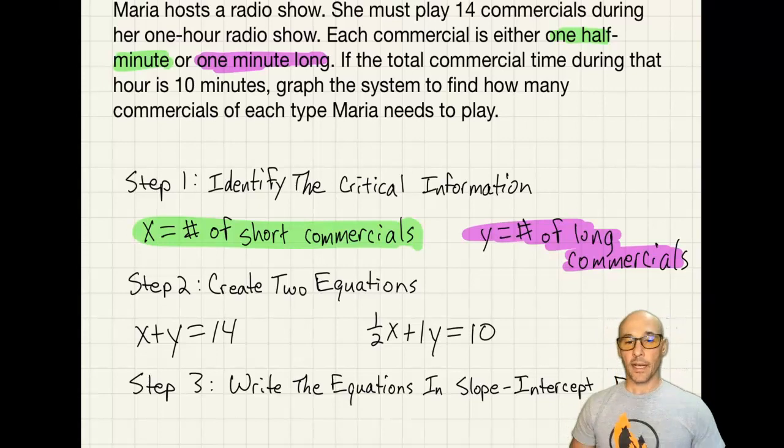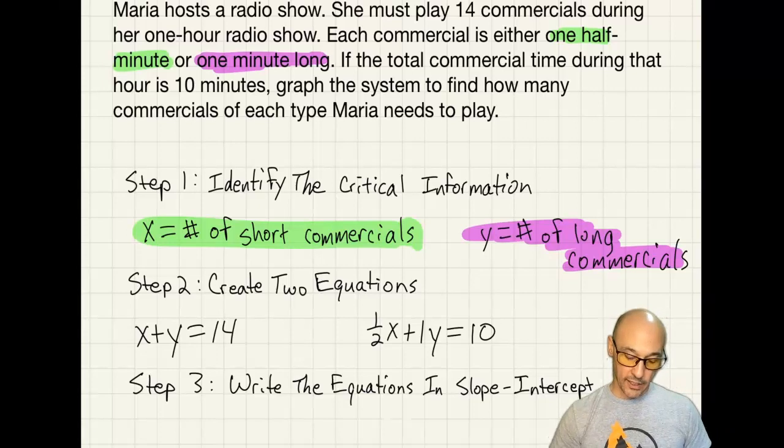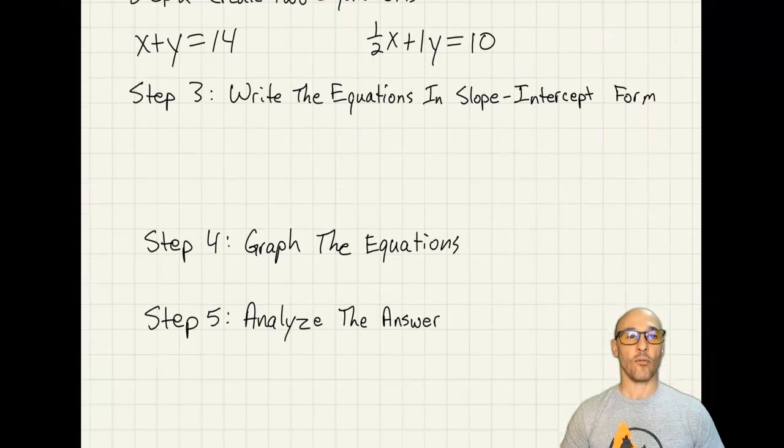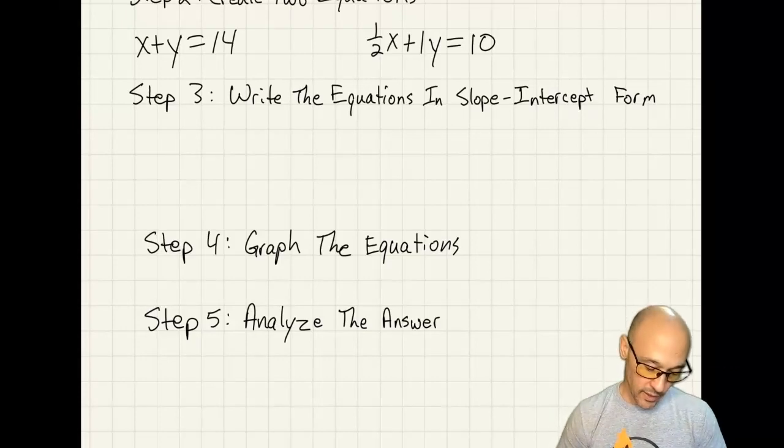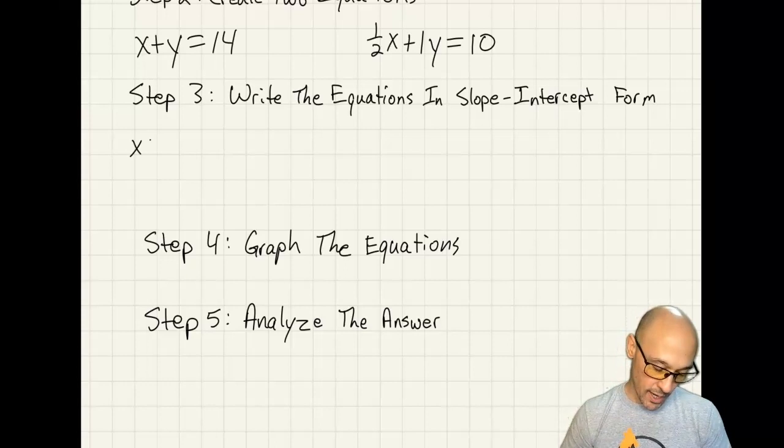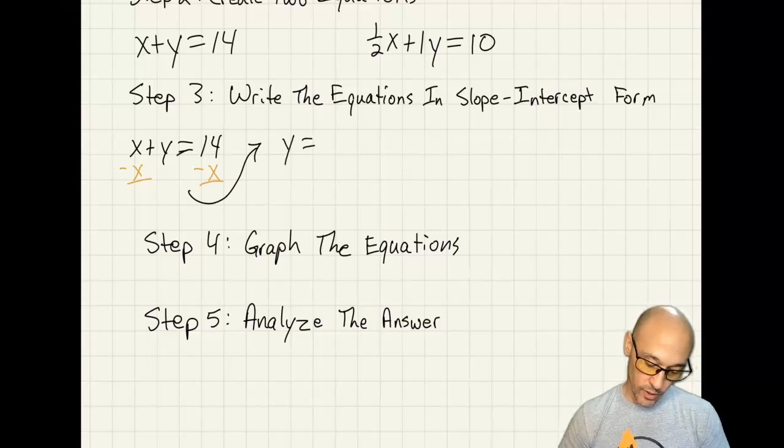Okay, so now the next step, we have our two equations, and I didn't actually need to write this one there. I just could have written Y, but it's fine. So we need to solve both of those for Y so that they're written in slope-intercept form. So in this first one, we have X plus Y equals 14, and we're going to subtract X from both sides. The result right up here will be Y is equal to negative X plus 14.